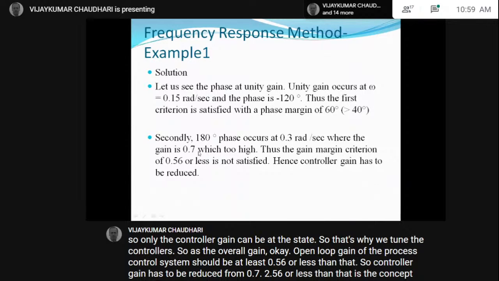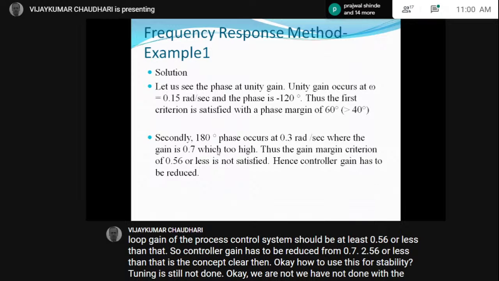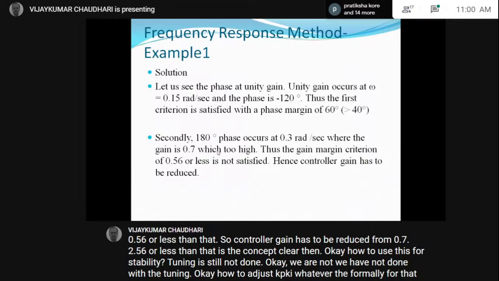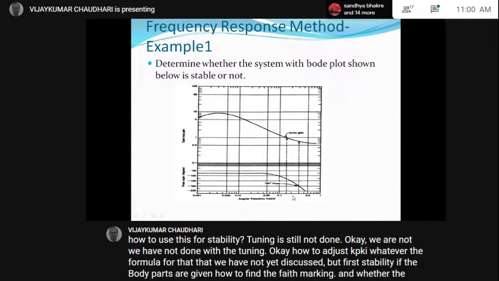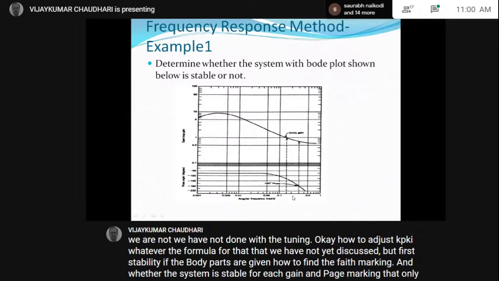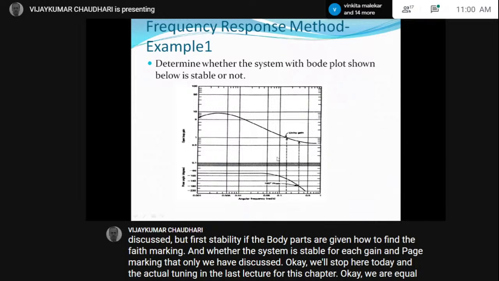Okay, that is how to use this for stability. Tuning is still not done. We have not done the tuning. How to adjust KP, KI, what are the formulae for that, we have not yet discussed. But for stability, if the Bode plots are given, how to find the phase margin and gain margin and whether the system is stable for these, that only we have discussed. We'll stop here today, and the actual tuning will be the last lecture for this chapter, PID controller tuning. So in the next lecture we will end this chapter.